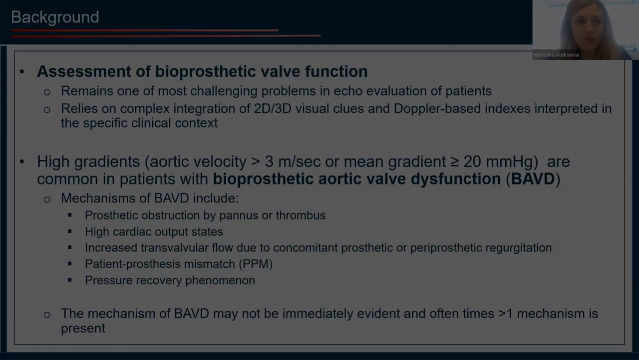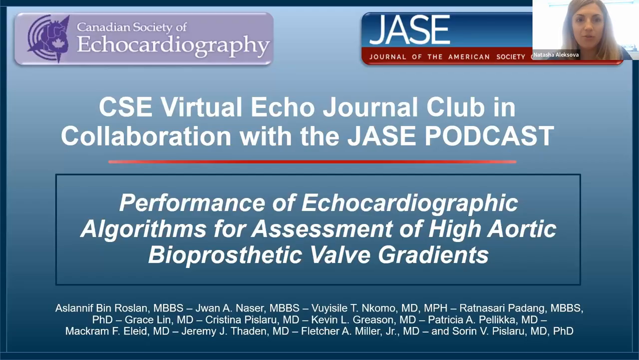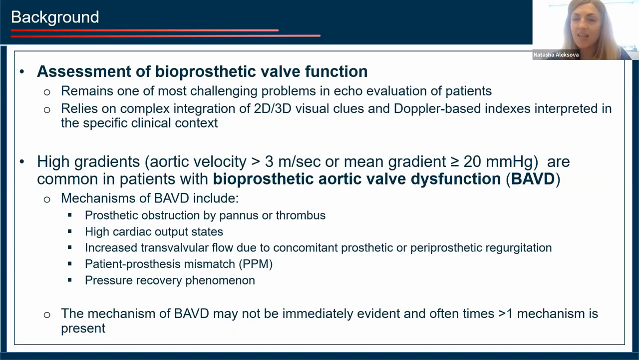So Natasha, you should be allowed to share your screen, and you can start with the presentation of the paper today. I'll start by introducing this paper, The Performance of Echocardiography Algorithms for the Assessment of High Aortic Bioprosthetic Valve Gradients. And thank you for the opportunity to present the background, the methods, and some of the results.